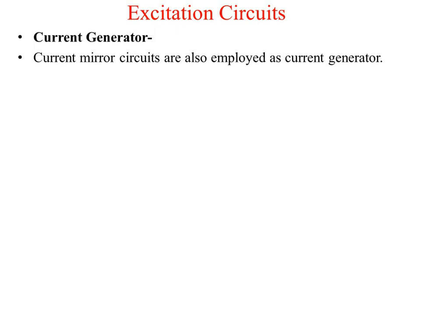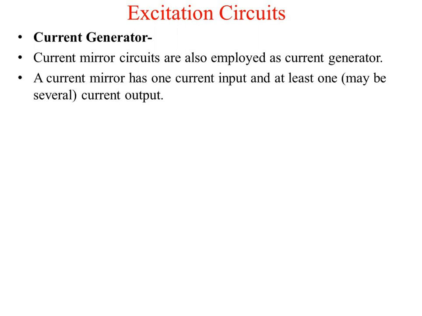So a circuit called a current mirror is employed for a current generator. A current mirror is the circuit where input current is equal to output current, or output current follows the input current. So you can design the input current and you can get the output current equivalent to that one. This is how you are getting a controlled current, and the temperature variation is not affecting such a mirror circuit.